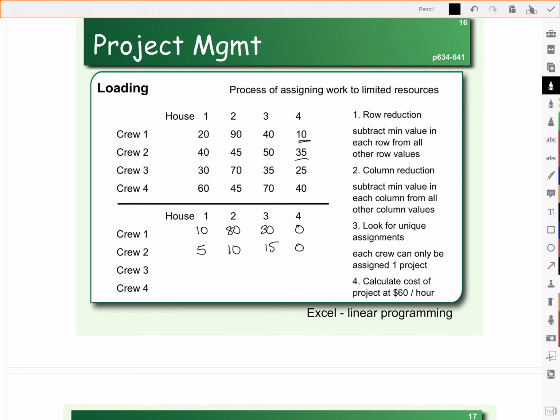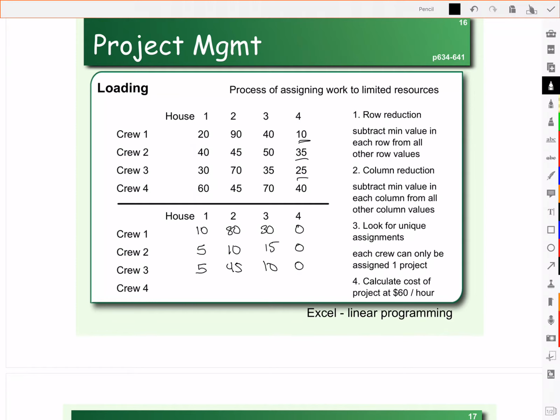For the crew 3 row, same thing, find the lowest number, which is 25. And we're going to subtract that number from every number in that row. So 30 minus 25 is 5. 70 minus 25 is 45. 35 minus 25 is 10. And 25 minus 25 is 0.